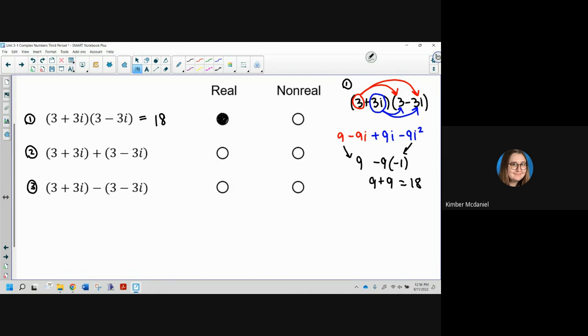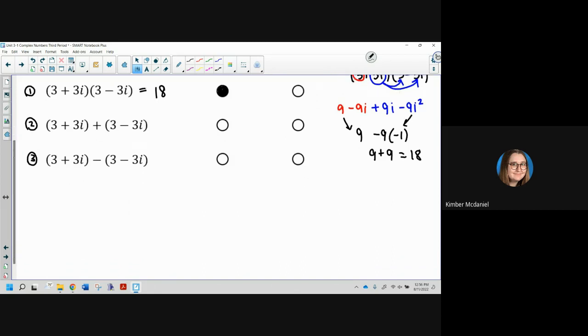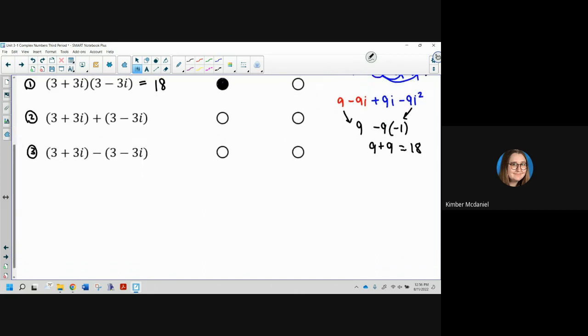You can check this. I'm just going to scribble it in. Okay. And give me a quick second. I'm going to scroll down a bit. Okay. Let's look at expression number 2.